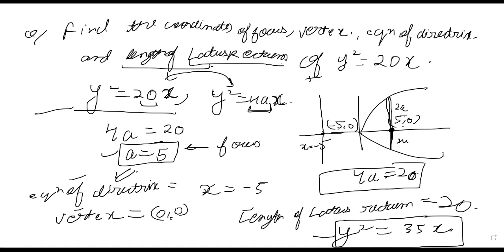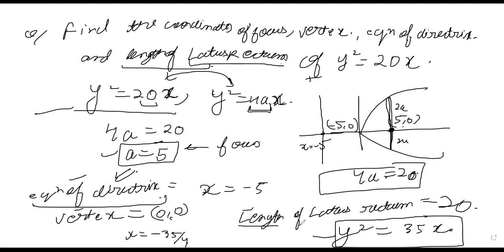For the question you have given, y square is equal to 35x. So a would be equal to 35 by 4. So it can be a fraction. Yes, it can be a fraction also. Okay, so what will be the equation of directrix? x equals minus 35 by 4.